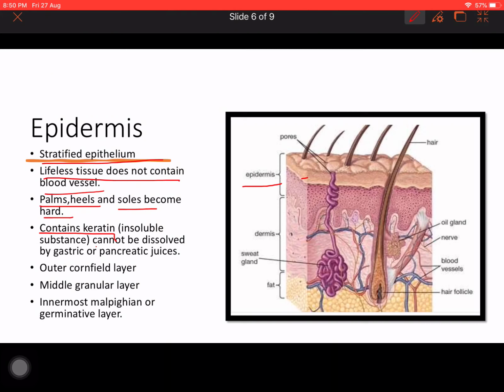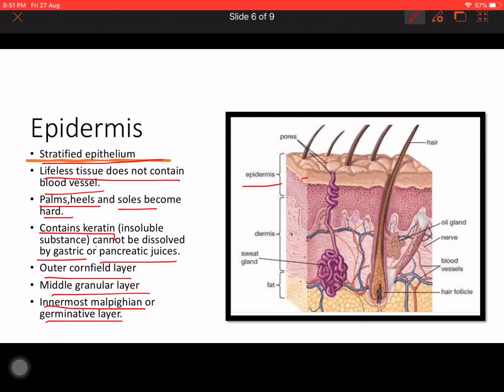Now, the epidermis contains keratin, which cannot be dissolved. So, it is not a soluble substance, right? It is an insoluble substance which is not even soluble by gastric as well as pancreatic juice. And this epidermis is such a tough layer that it is covering the outer layer. It is the protective layer of the skin. And it is again divided into three sub layers: the outermost cornified layer, the middle granular layer, and the innermost malpighian or the germinative layer.